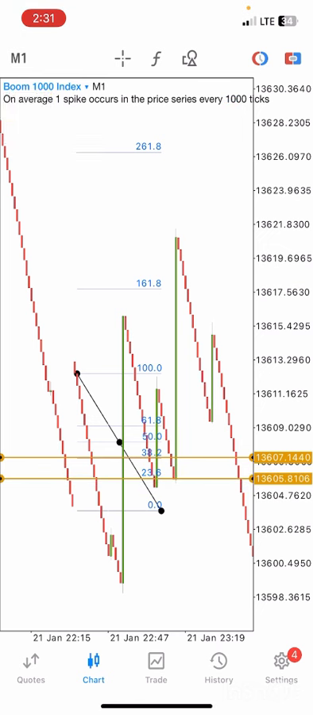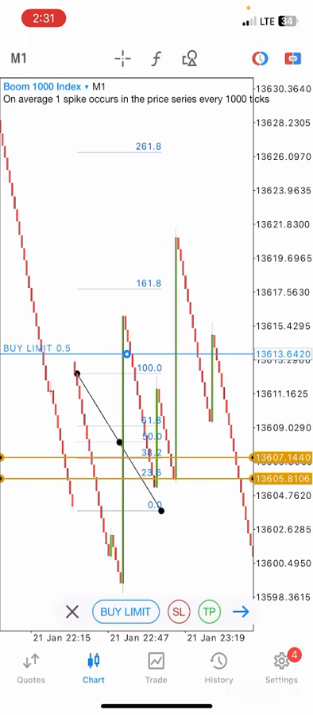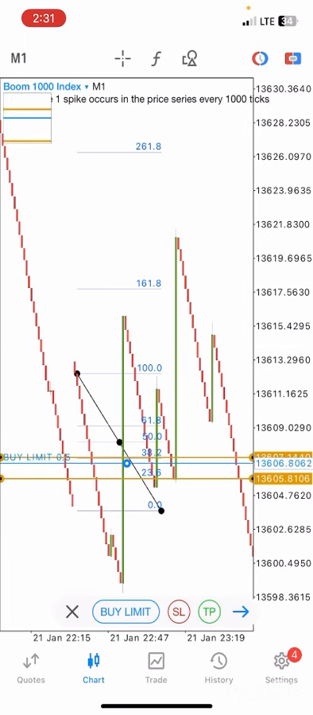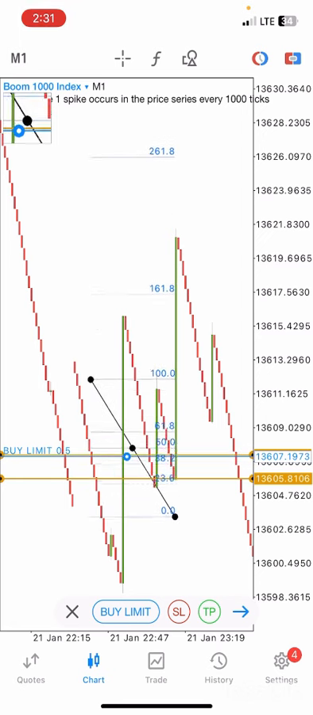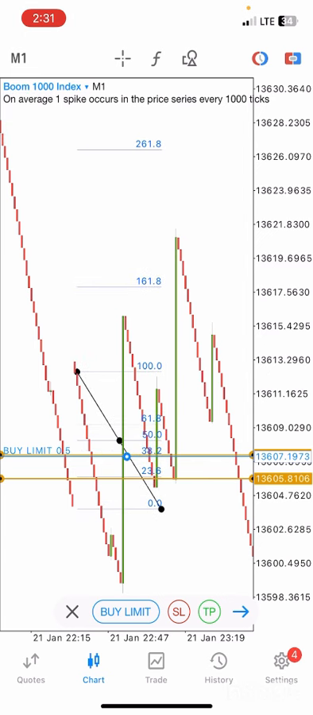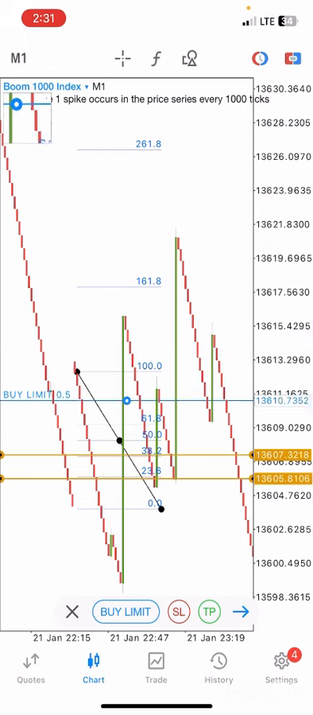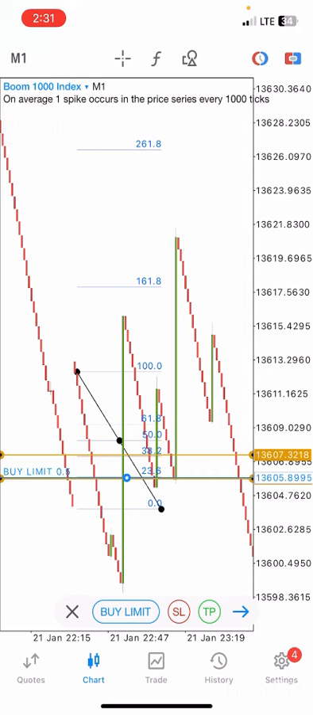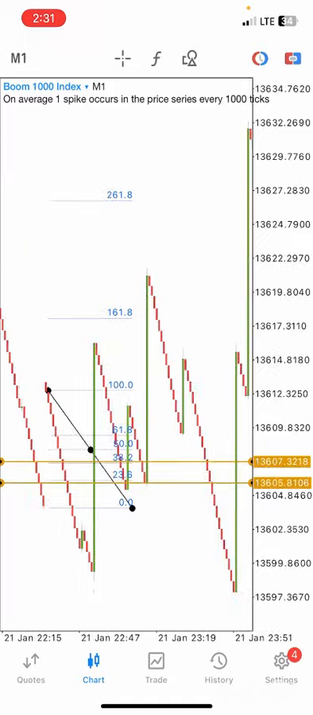You can make them pending orders. So you put pending orders around 38.2, as well as pending orders around 23.6. And anytime price touches this zone, you are supposed to experience a buy for Boom. So this is it.